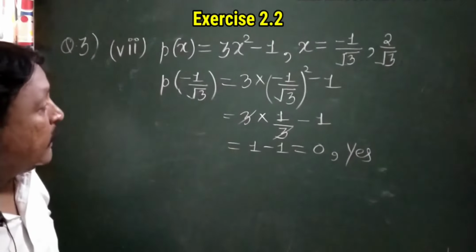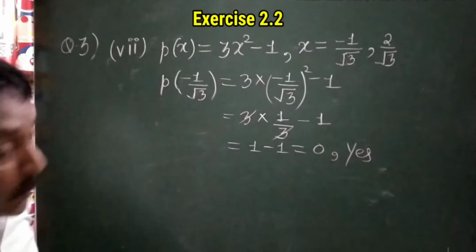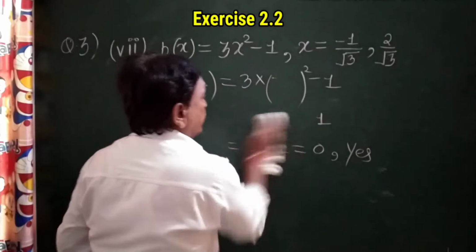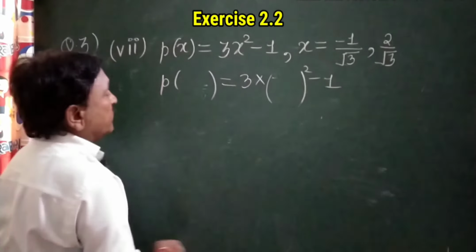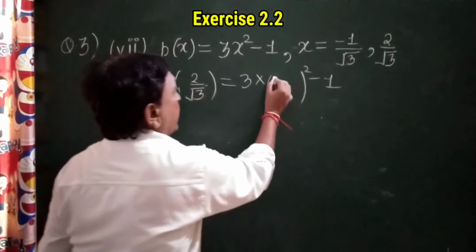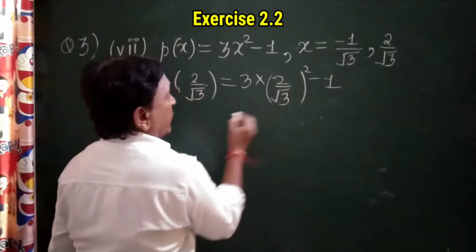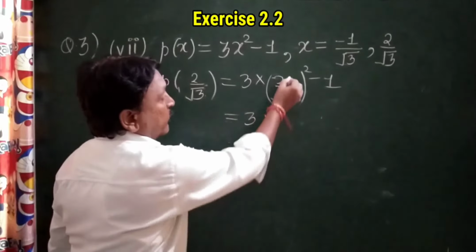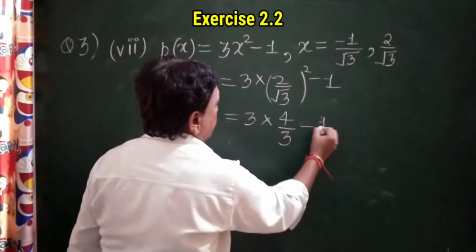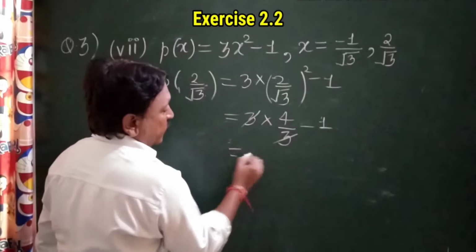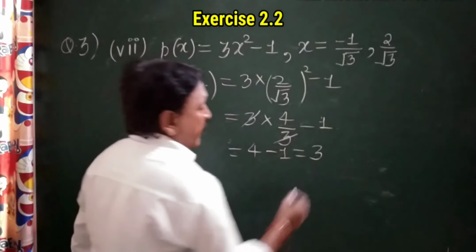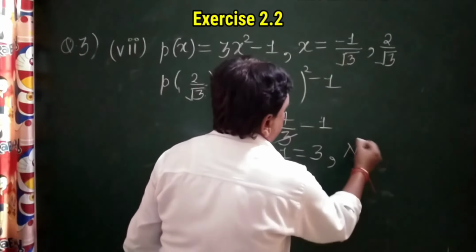Now in the same way, we have to check for 2 upon root 3. So just substitute in place of x 2 upon root 3 here also and here also. Again we have to solve it. 2 square is 4, root 3 square is 3, minus 1. 3 is cancelled by 3. So what is left? 4. 4 minus 1, the answer came 3. It means it is not the 0 of this polynomial.